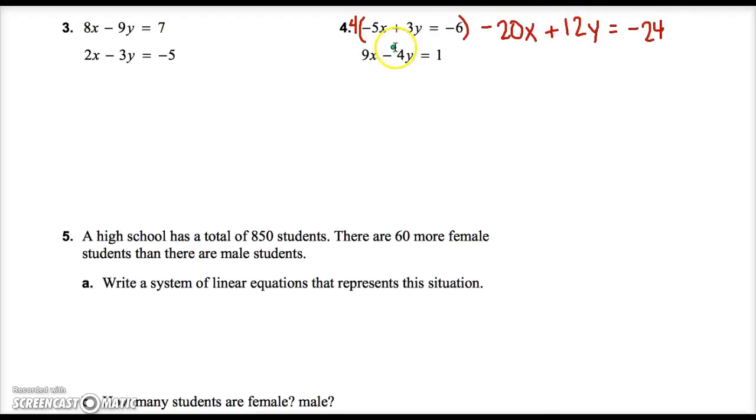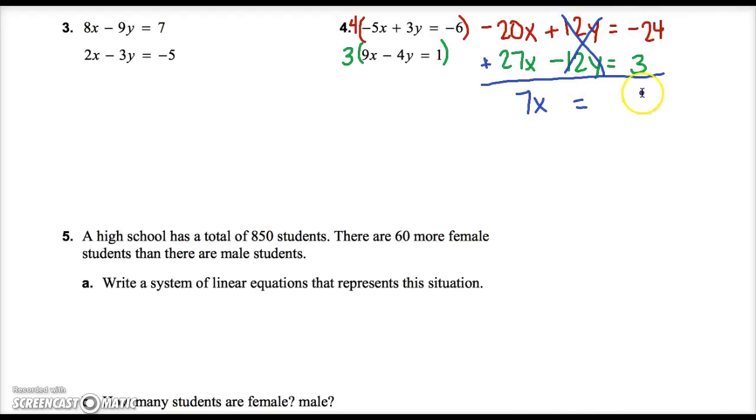Okay, and again on the second one, we're wanting to create a -12y. So to get from -4 to -12, we just multiply by 3. So 3 times 9x is 27x. 3 times -4y is -12y. And 3 times 1 is 3. And then again, all we do is add them together. So -20x plus 27x is 7x. Positive 12y, negative 12y cancel each other out. -24 plus 3 is a -21. Divide by 7, you get x equals -3.